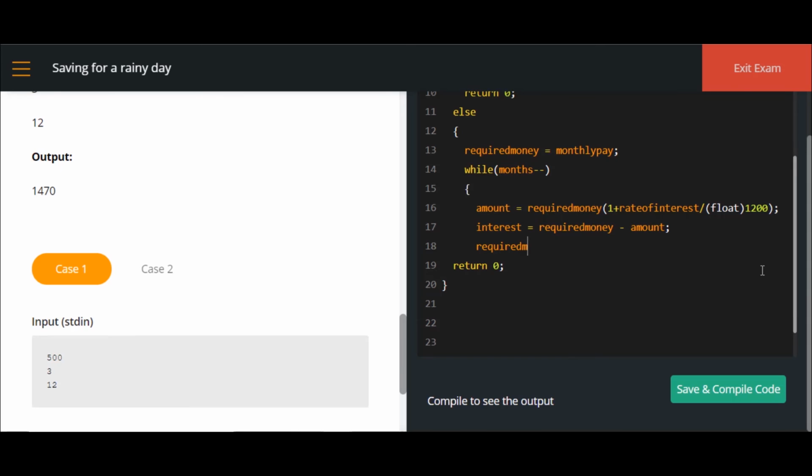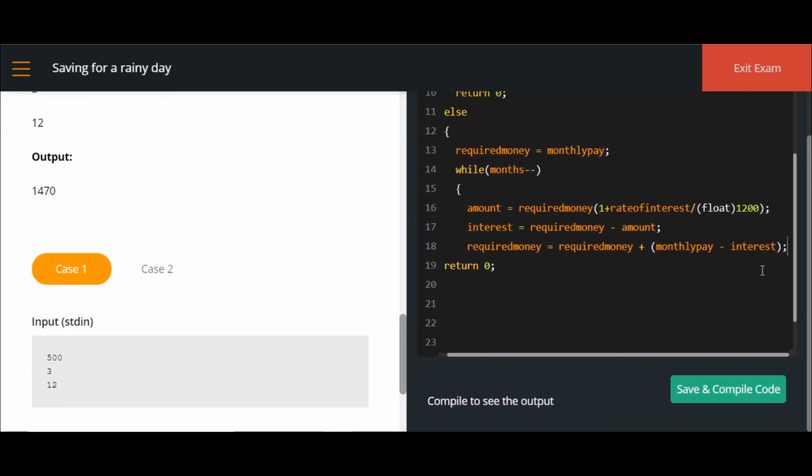So now let's update the required amount or required money as required money plus monthly pay minus interest. So next time if you give only this much, it would be enough. So now it would have calculated for first means 0th month as well. So I am going to just subtract the first value from it. So required money will be equal to required money minus first monthly pay. So 0th month will also be there. So I am just subtracting it.